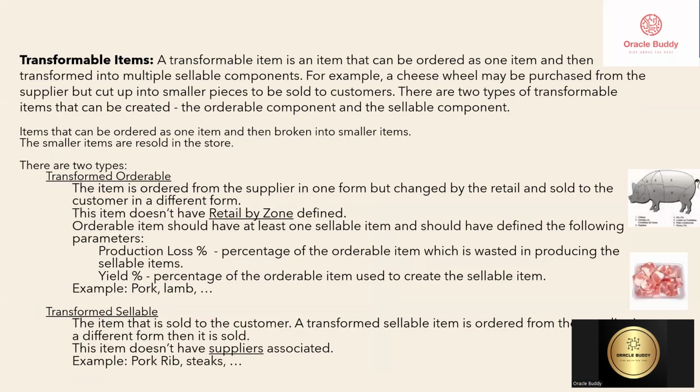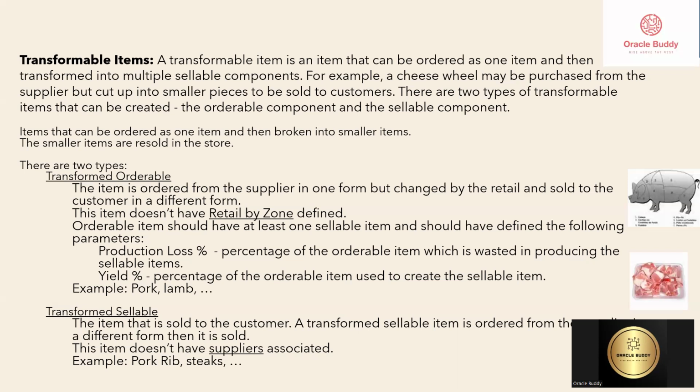Next is transformable items. A transformable item is an item that can be ordered as one item and then transformed into multiple sellable level components. For example, a cheese wheel may be purchased from the supplier but cut into smaller pieces to be sold to customers. There are two types of transformable items that can be created: orderable component and sellable component. These are items that can be ordered as one item and broken into smaller items. The smaller items are resold in the store.